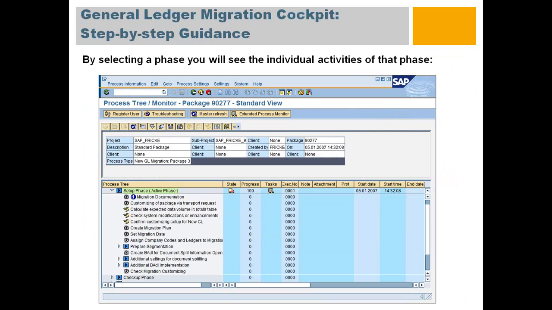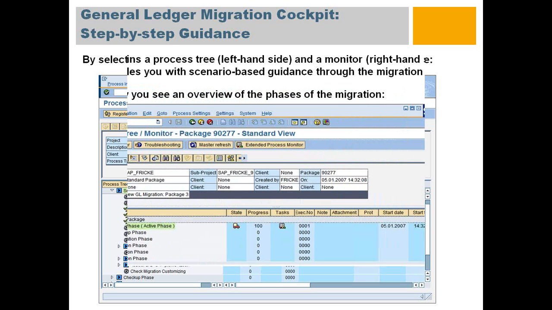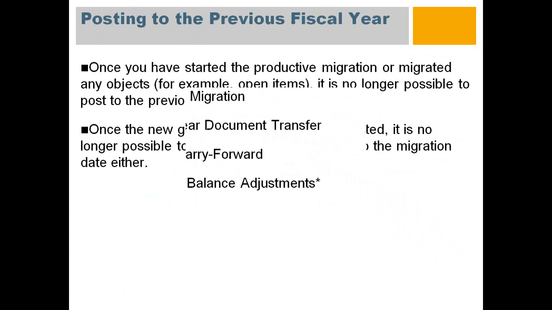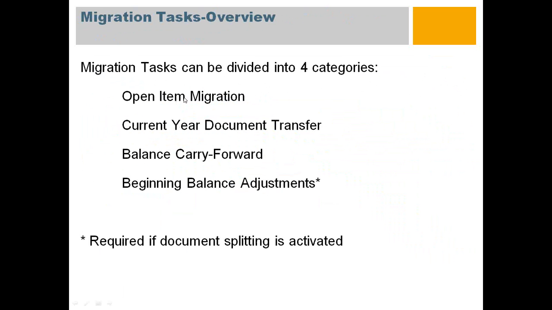This is how the cockpit looks. It's a general migration cockpit and goes through checks each time. You just go through one step at a time, and it migrates your complete balances from one ledger to the other ledger. It migrates all your open item balances and your current year documents, it also carries your balance carry forward, and it makes some balance adjustments. There are four different categories it handles.